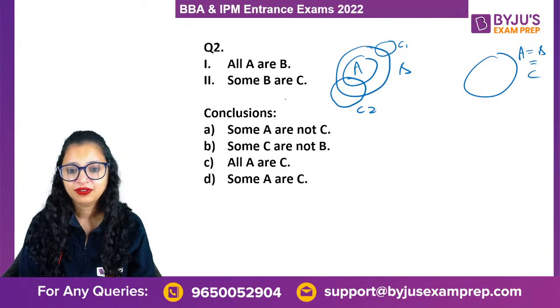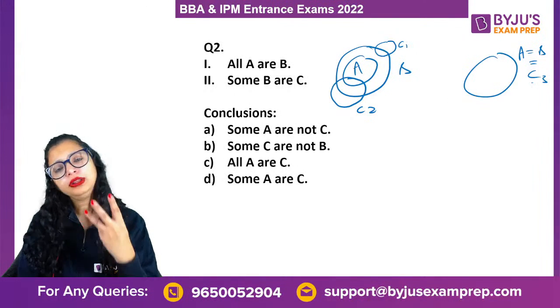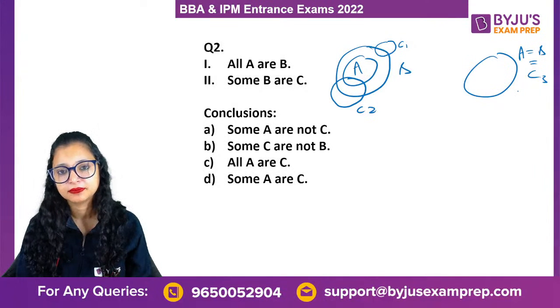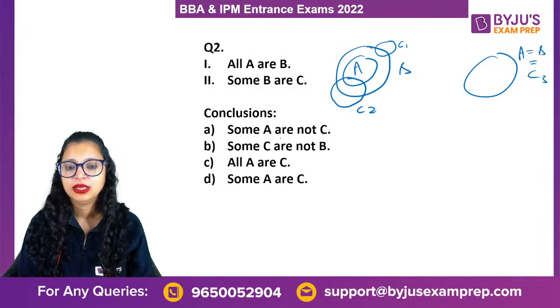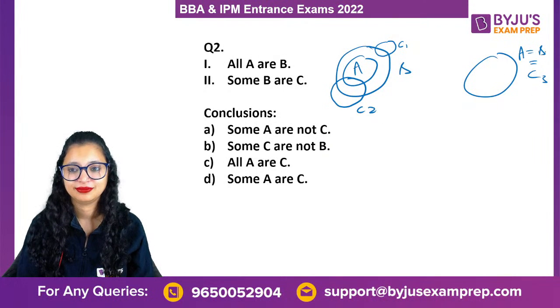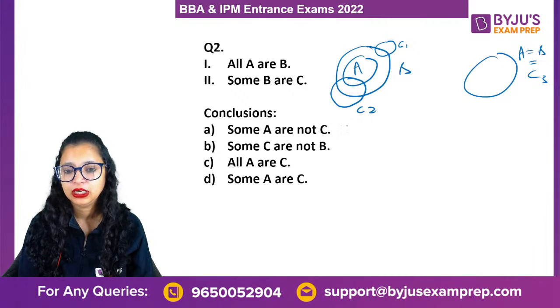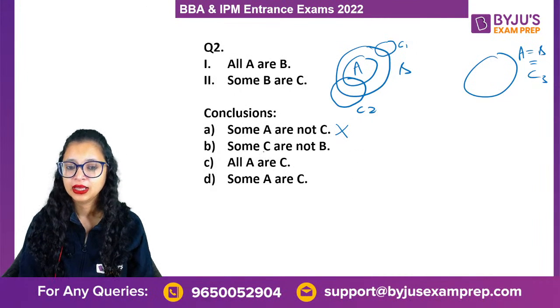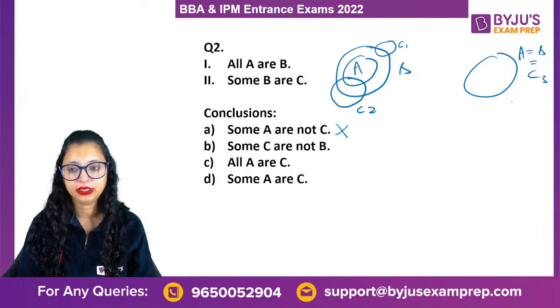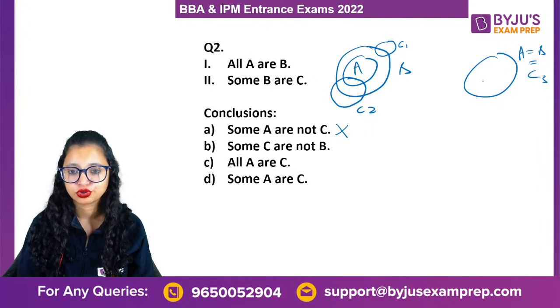Now, whatever conclusion that I draw about C has to satisfy C1, C2 and C3, all the three possibilities of C. Let's see the first conclusion. Some A are not C is false in the third C. That means incorrect conclusion. Some C are not B is incorrect in the third conclusion. Wrong conclusion. All A are C is false in the first scenario of C.